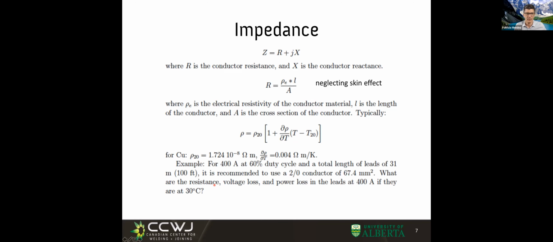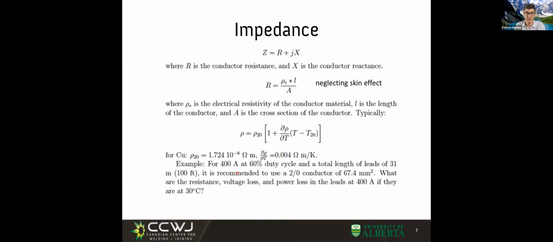For example, if we have 400 amps, 60% duty cycle with a total length of lead of 100 feet. So you realize this is a really, really long cable and is fairly high current. This is what you would be using, for example, in civil construction, right? You have the welding machine and the guy is welding all over the floor, right? And sometimes you might be using a whole lot of current because you're welding very thick sections.